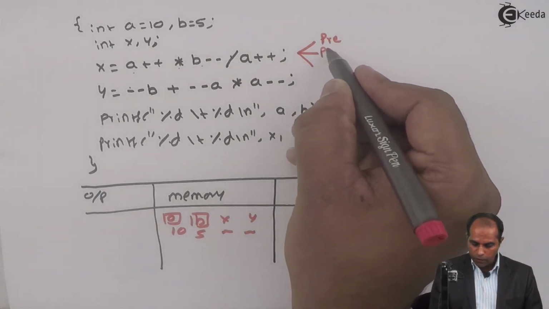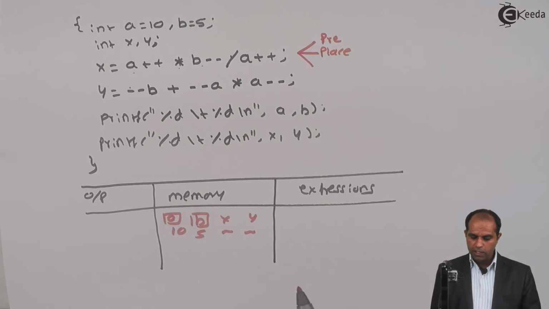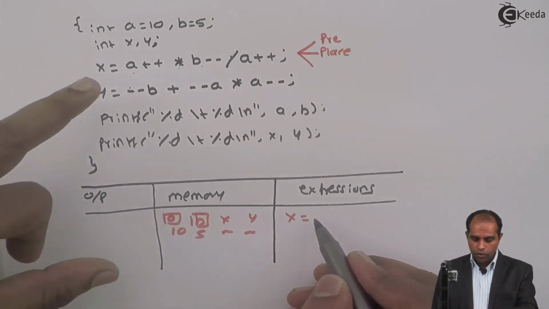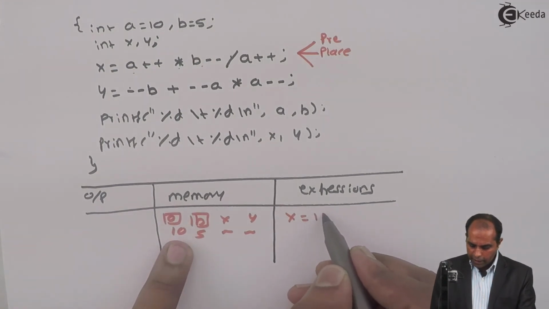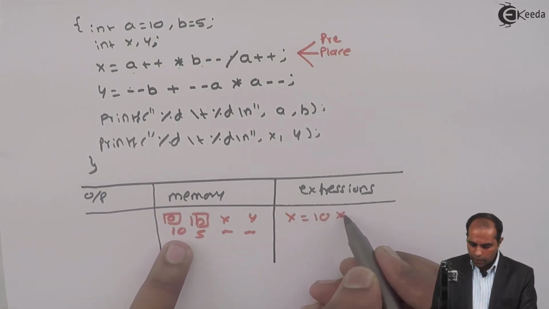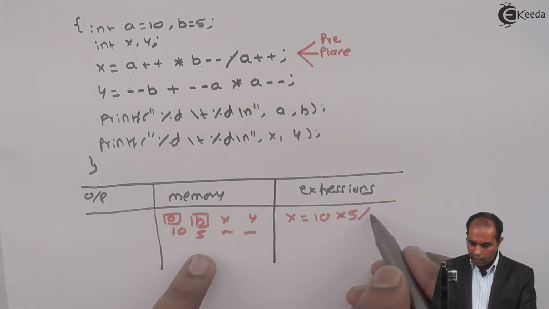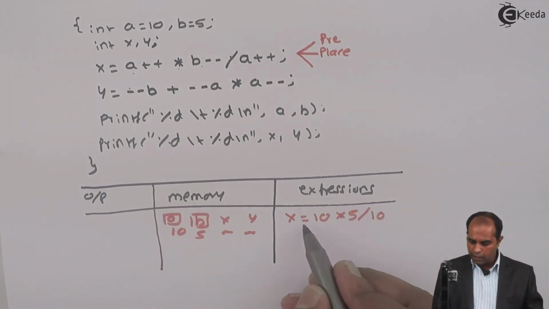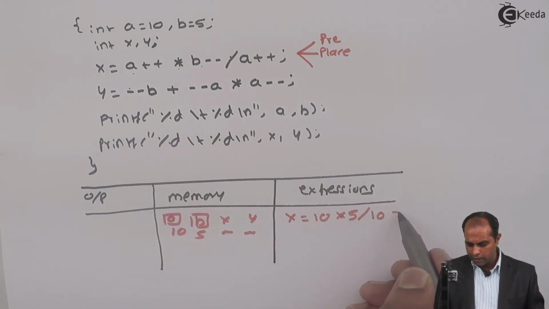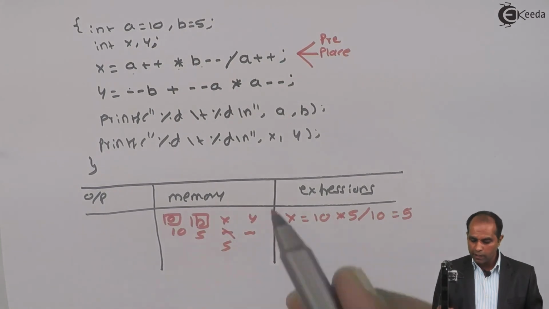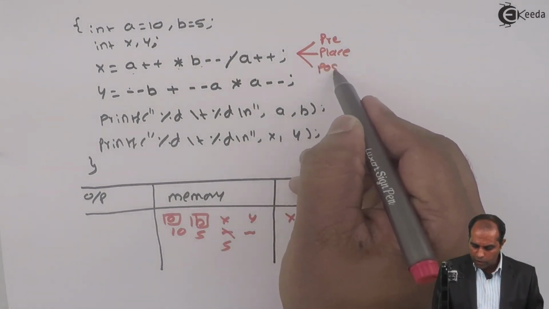Second P is for place. Place the values. So in the expression part, x equals a. Value of a is what? 10. Asterisk. B is what? 5. Slash a is what? 10. So 10 asterisk 5 is 50 divided by 10 is again 5. So get the value of x as 5. And then it says last P as post.